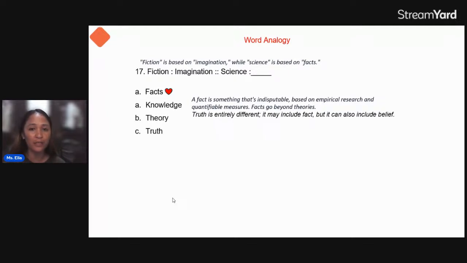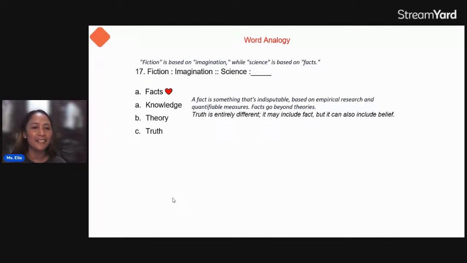Now truth is entirely different. Why? Though truth can include fact, it can also have beliefs, right? And that's why facts is closer to science. Why? Because of empirical research and quantifiable measurements. We all know science is based on experiments to prove something.